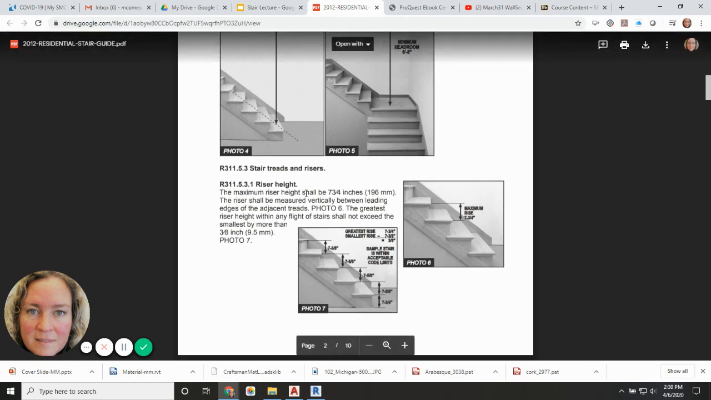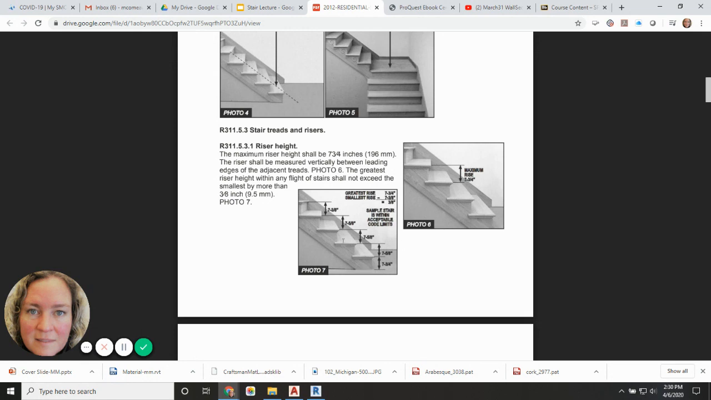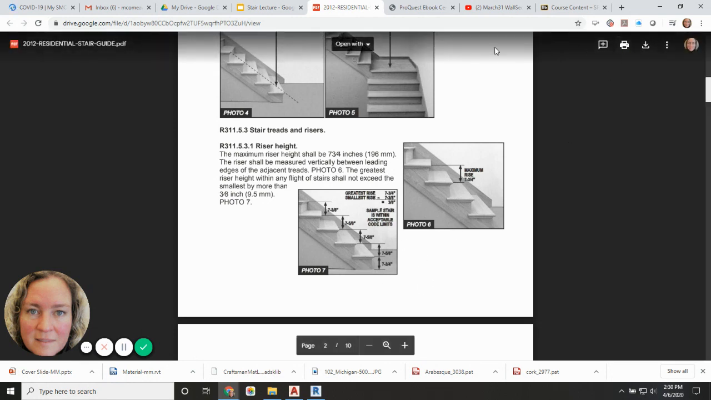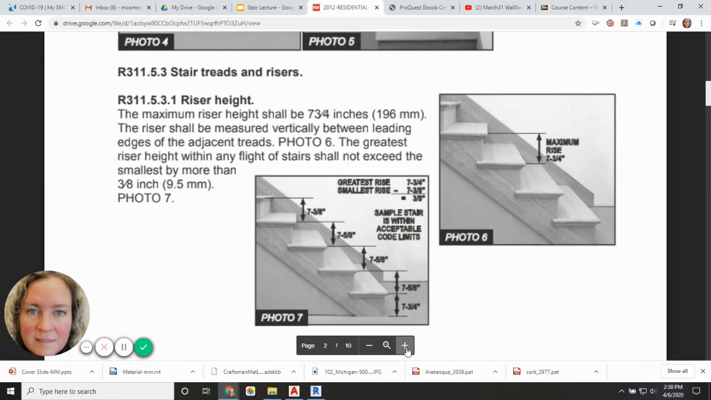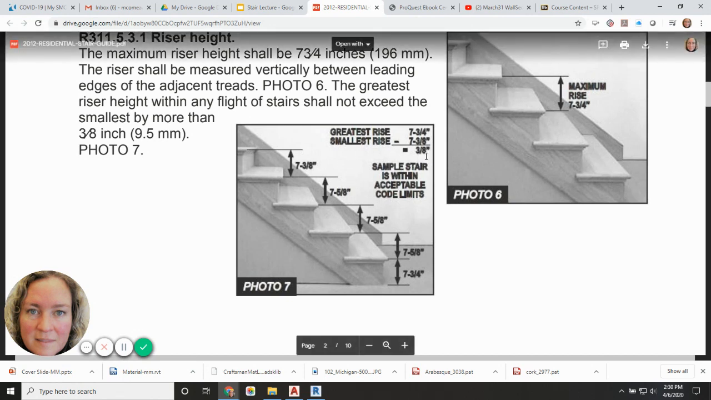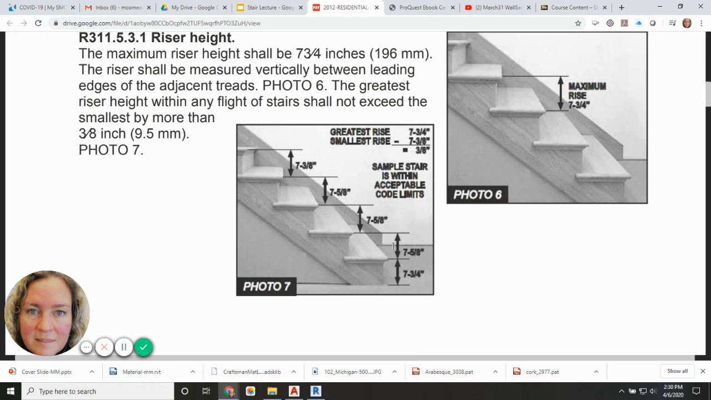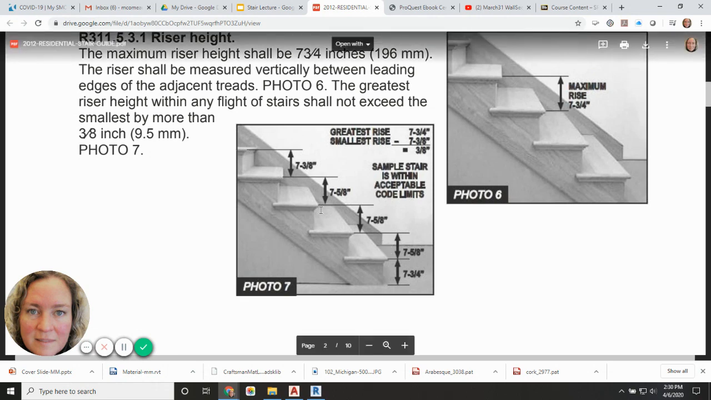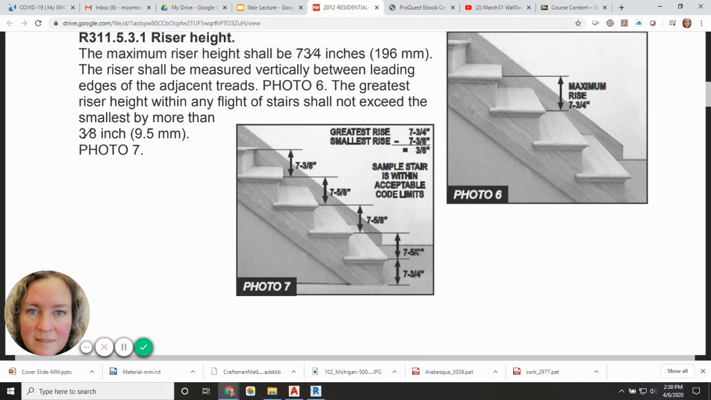We get into stair treads and risers. This is an illustration similar to the one that you have in your book, but it also shows you what your variance is allowed to be. So greatest rise, smallest rise, the difference between those two numbers cannot be more than 3/8 of an inch. So you're given a little bit of wiggle room, not much, so that when you design your set of stairs, it's okay to be 3/8 of an inch different on one set of stairs.